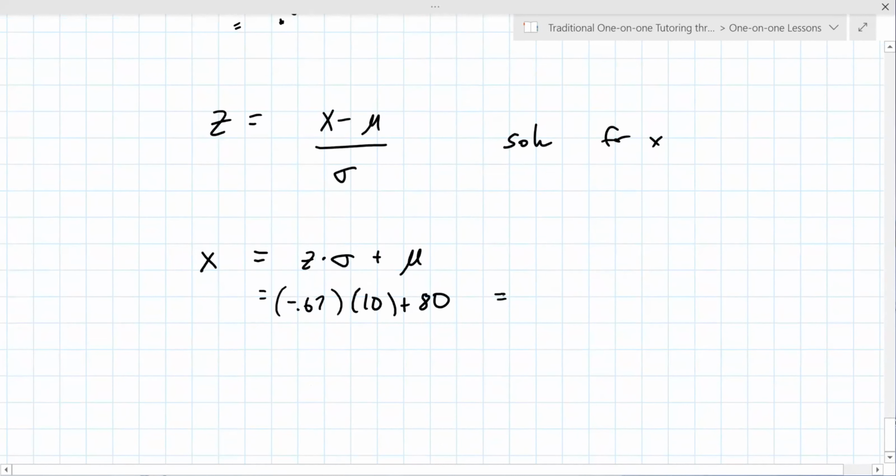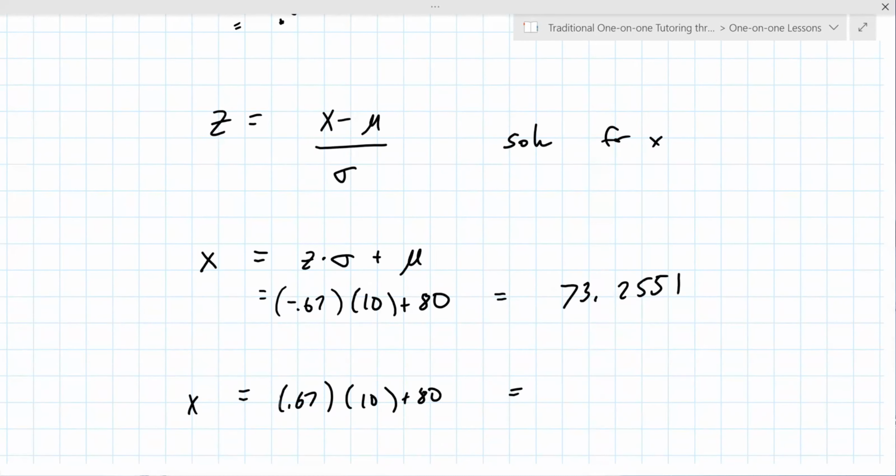Okay, so we're gonna get that number there first. So that times 10 plus 80 gives you 73.2551. And then if you use the other z value, 0.67 times 10 plus 80, you get something similar, the bigger value. You get 86.7449. Okay, and those are the two values that the instructor is looking for.